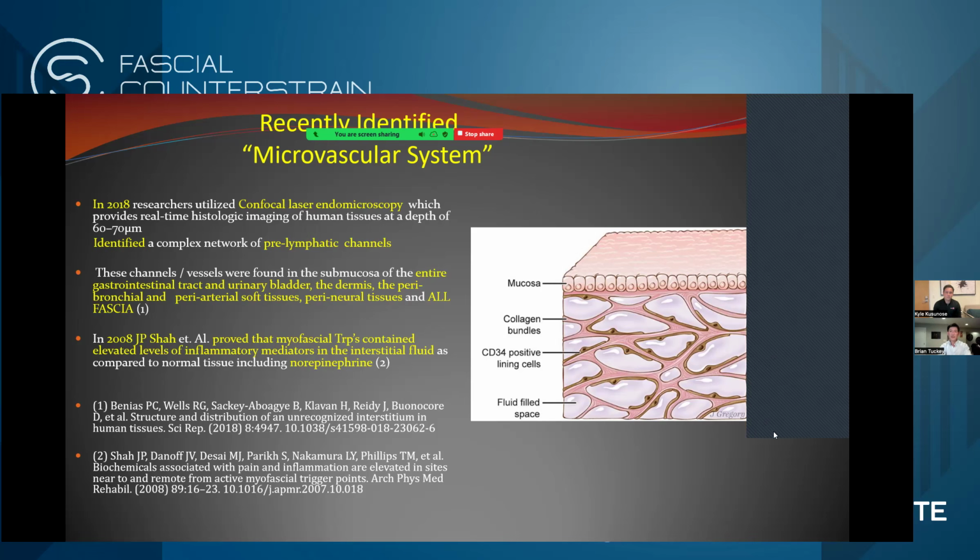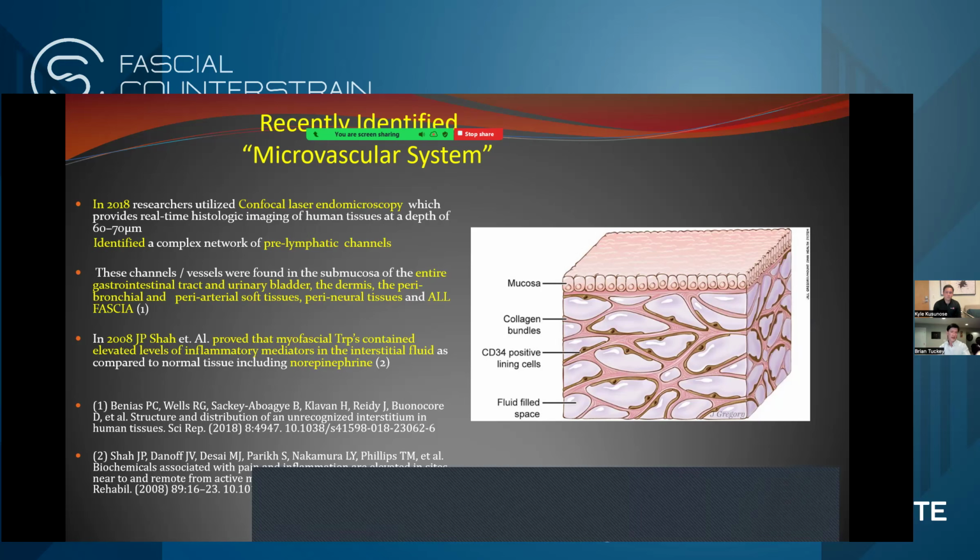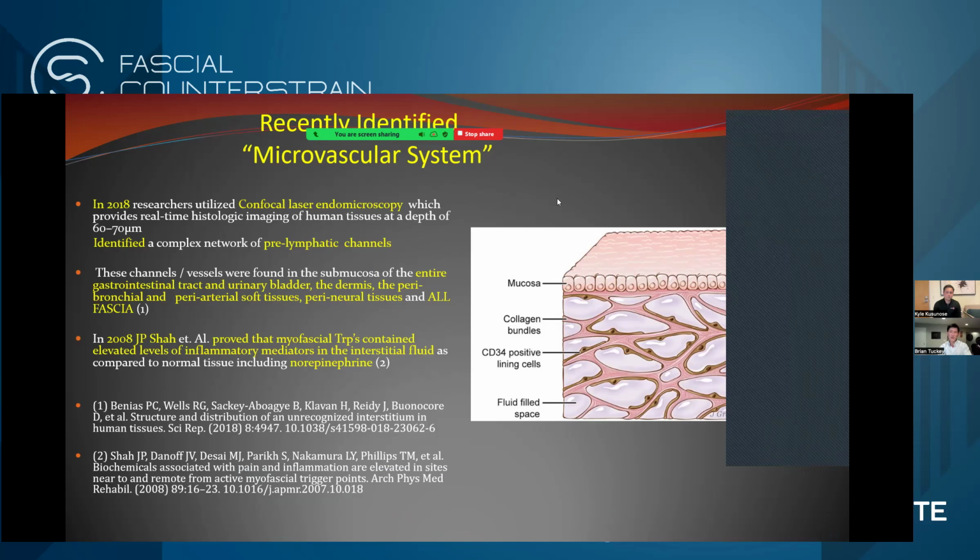They found it around all fascial tissues, all ligaments, all tendons, all myofascia, but also, as you can see here in the PowerPoint, around the gastrointestinal tract, all the viscera, the urinary bladder, the dermis, superficial fascia, peribronchial, periarterial, perineural. So it's basically ubiquitous. It's everywhere. That means you can have trapped inflammation stimulating virtually any type of nociceptor, and that is why the technique is multi-system.